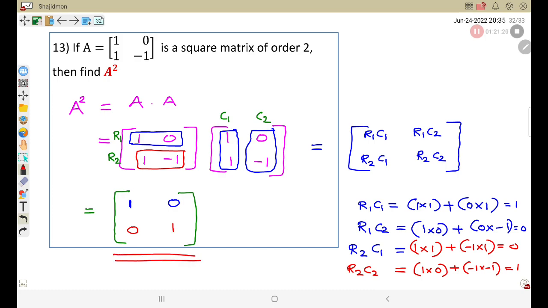So, this is the matrix we are getting. What type of matrix is this one? This answer is 1 0 0 1. It is an identity matrix. Okay, so sometimes it asks whether A square is an identity matrix or not. Yes, it is an identity matrix. Okay, see this question only. So like this we can calculate A square matrix.